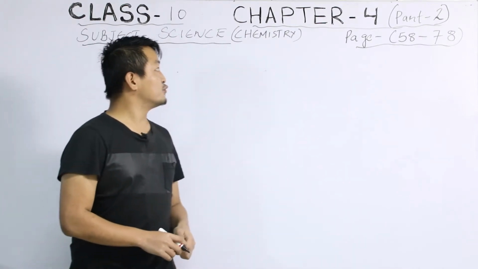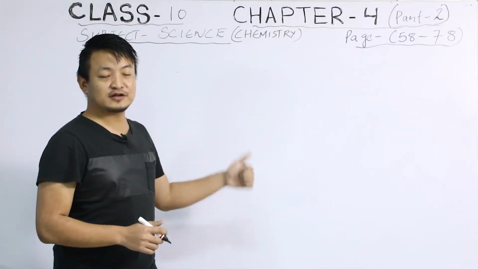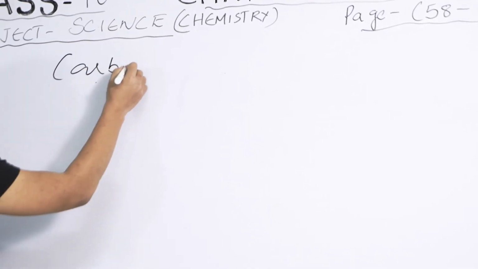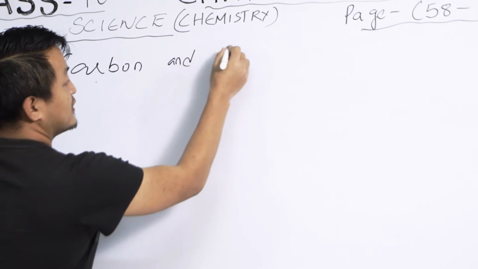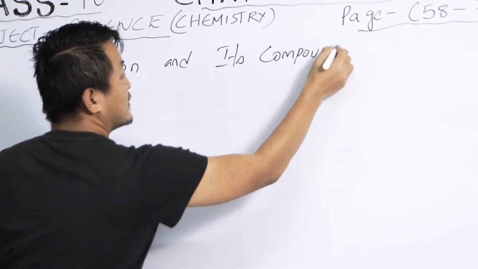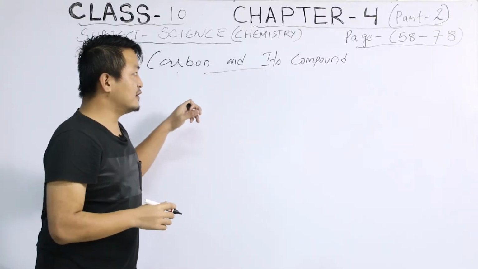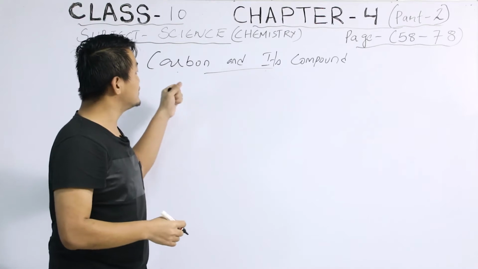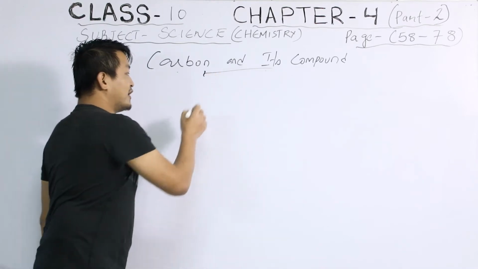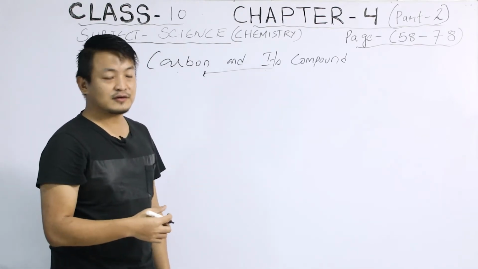So today we will start part 2 for science chapter 4, that is carbon and its compounds. Now, it's been long, but in the first part I gave you the introduction about this chapter. We have already covered hydrocarbons and saturated hydrocarbons.